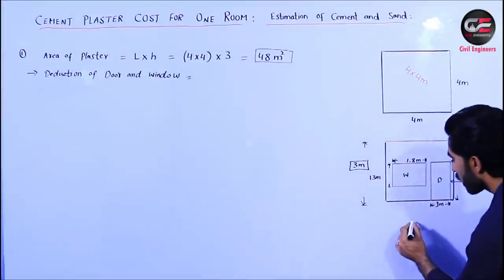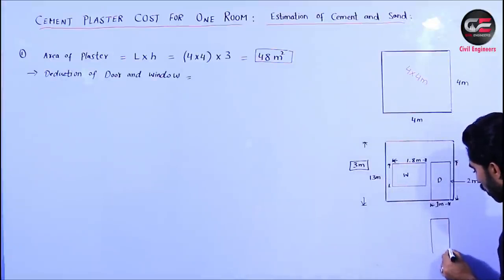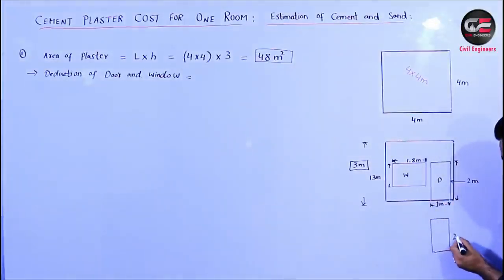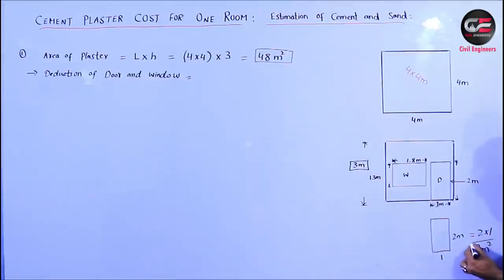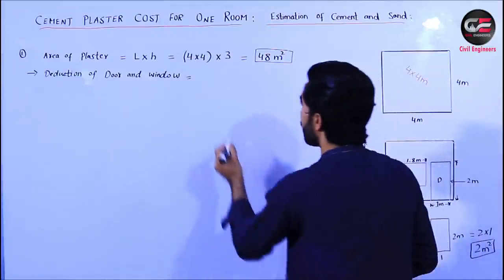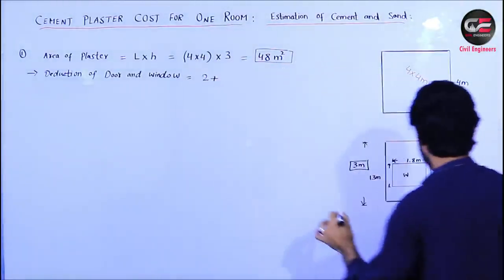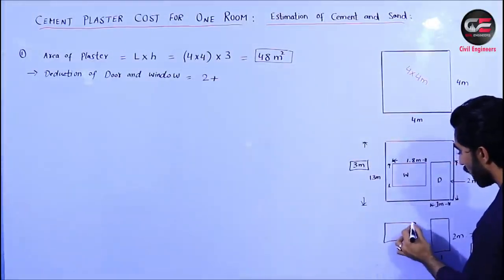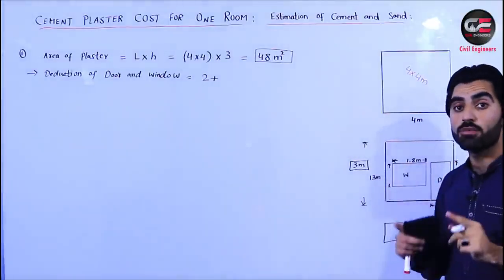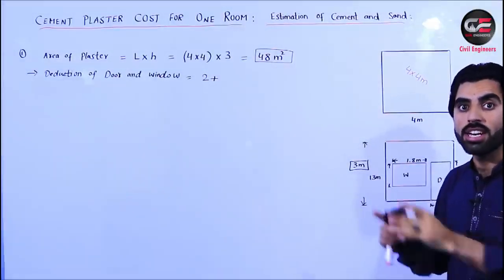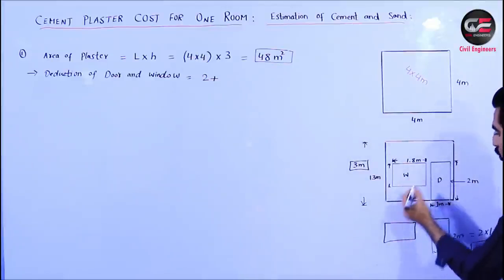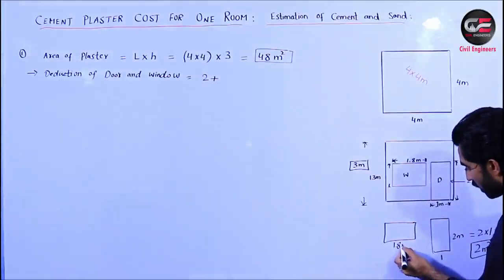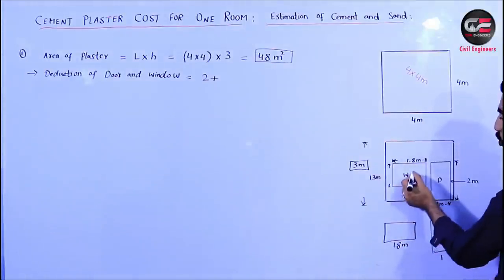Okay, so you can see the size of the door: the height of the door is 2 meter, and the width of the door is 1 meter. So the area of the door becomes 2 multiply 1, so 2 meter square. So we will deduct 2, plus this window, which should also be deducted, because here I am just finding the plaster cost inside the room, not outside. Its width is 1.8 meter, and the height of the window is 1.3 meter.